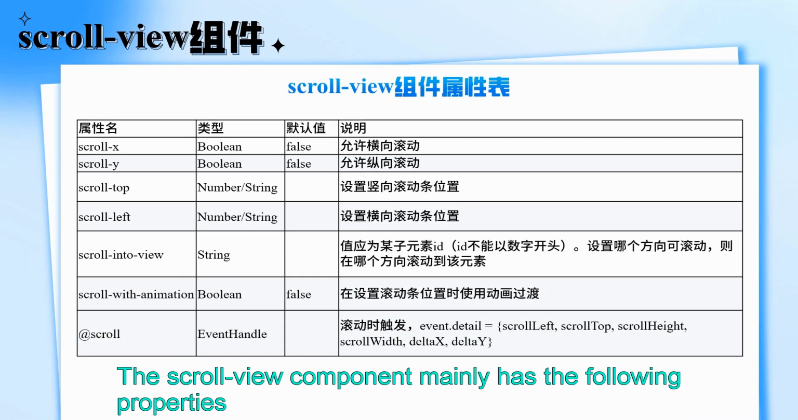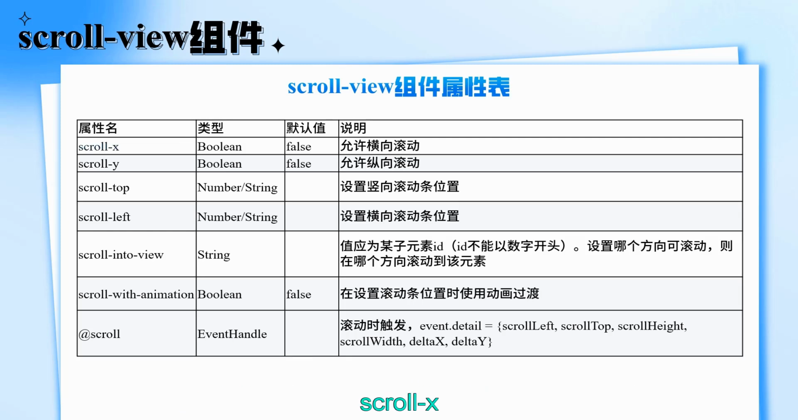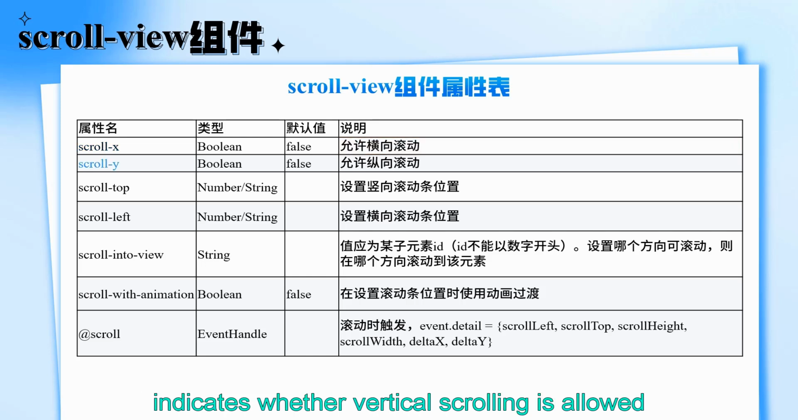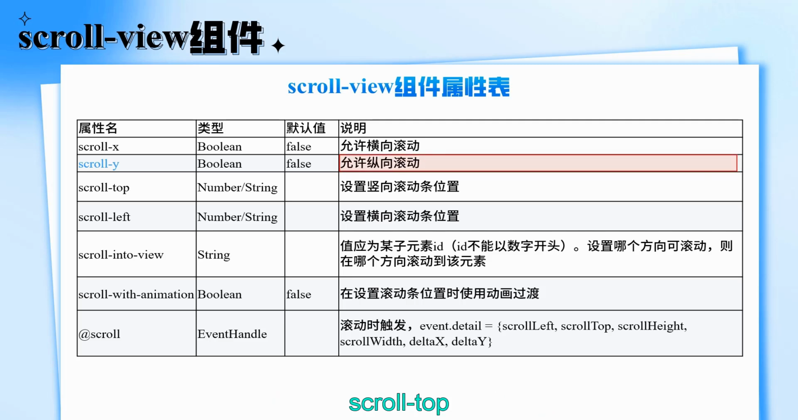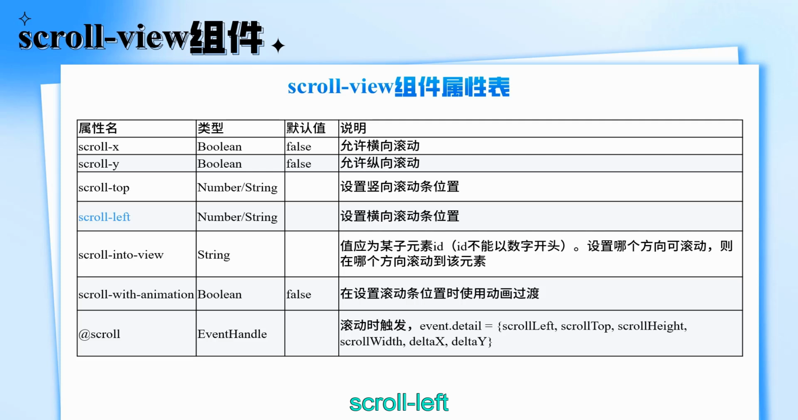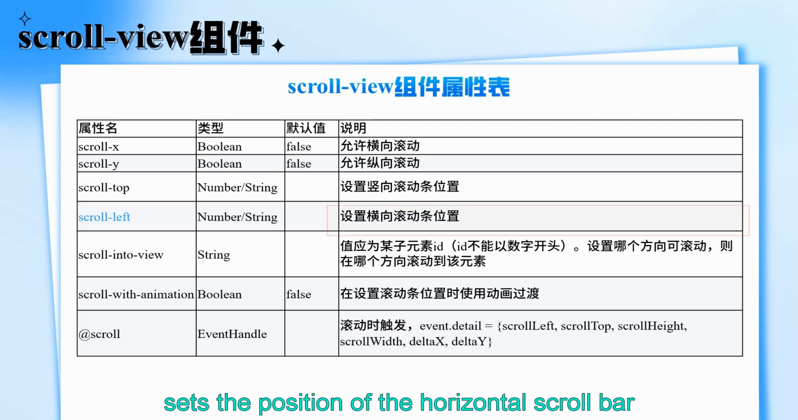The scroll view component mainly has the following properties. Scroll X indicates whether horizontal scrolling is allowed. Scroll Y indicates whether vertical scrolling is allowed. Scroll Top sets the position of the vertical scroll bar. Scroll Left sets the position of the horizontal scroll bar.